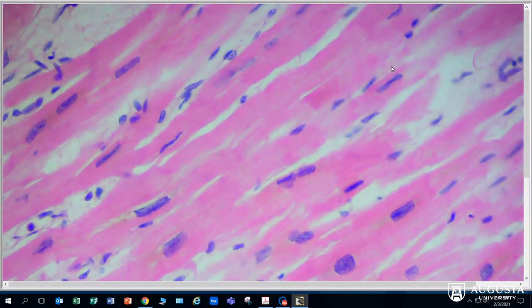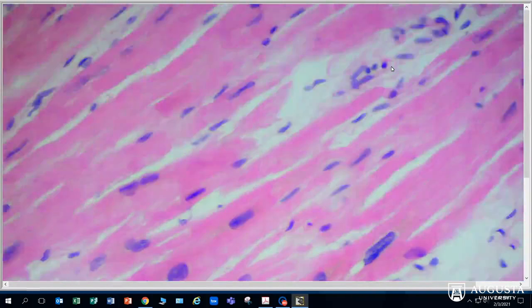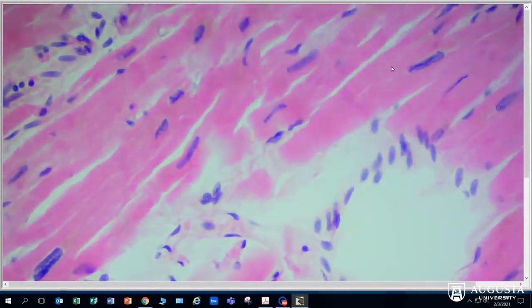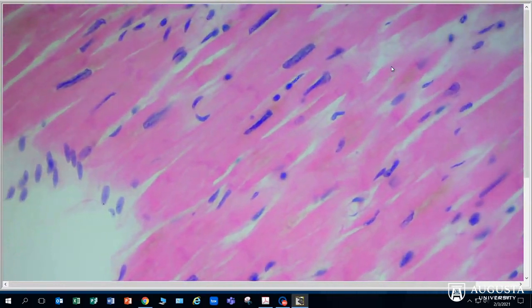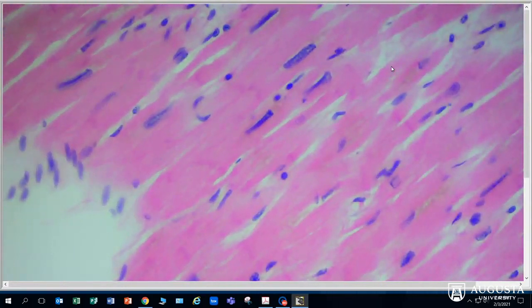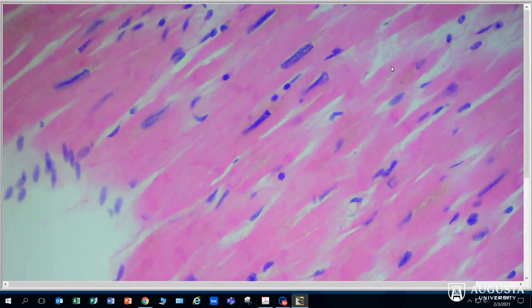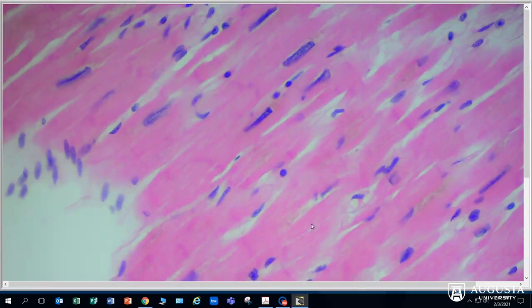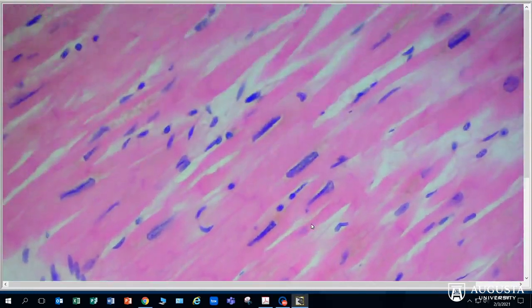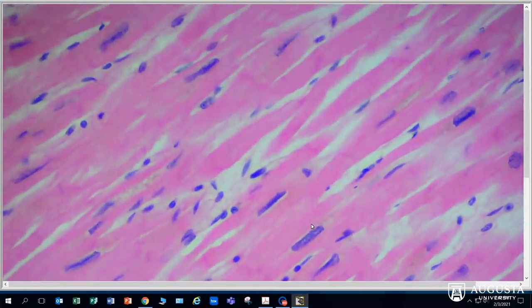Still on the hunt for another intercalated disc. Here are two right here. This is a beautiful intercalated disc. Here's another one right here. So intercalated discs, nice and dark. One, two, there's one here. And those are the junctions between neighboring cardiac muscle cells.